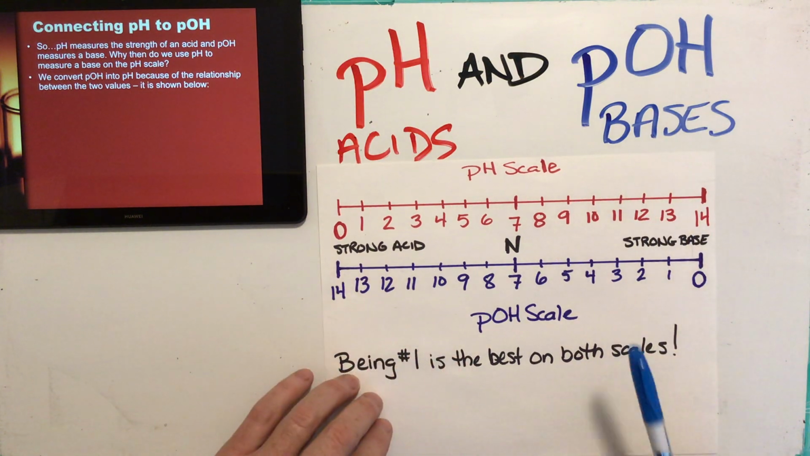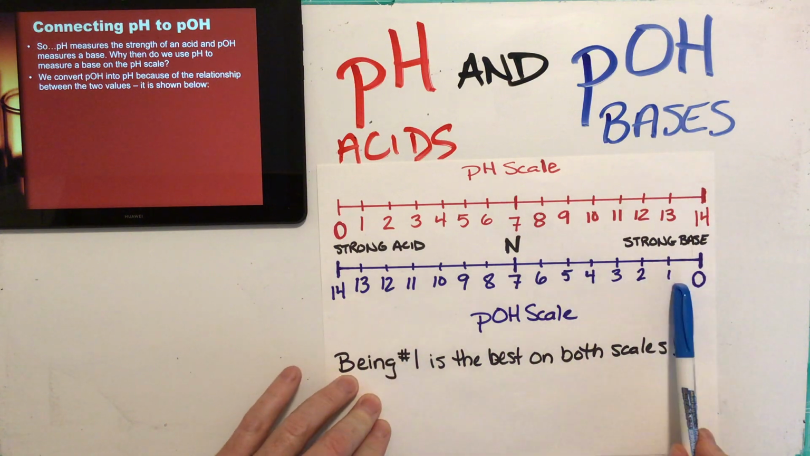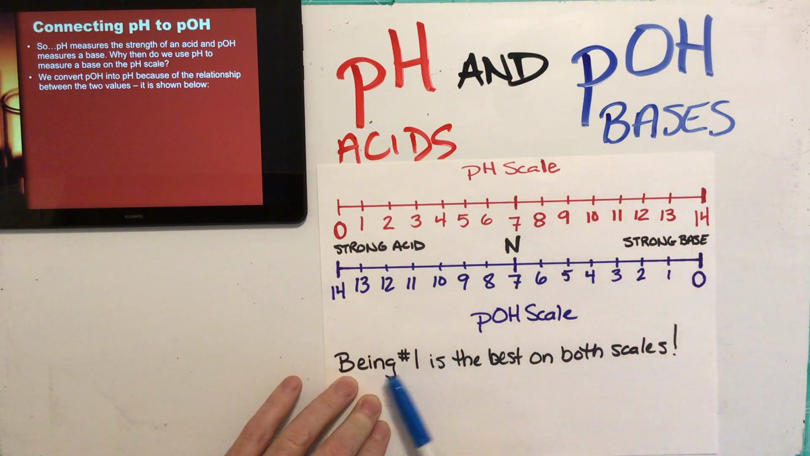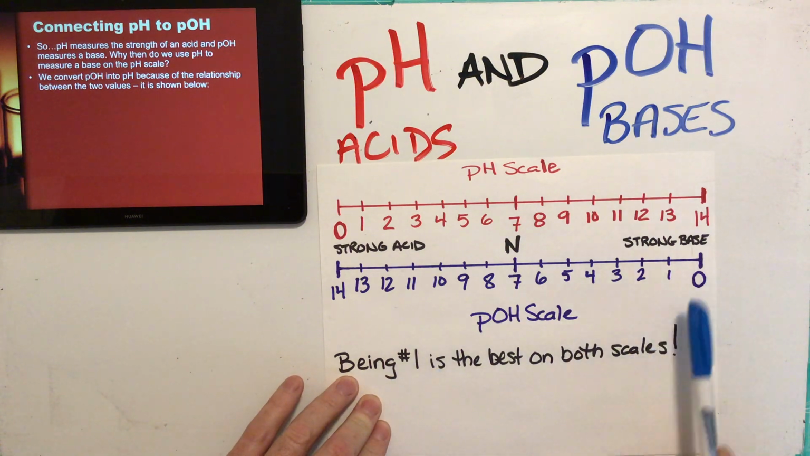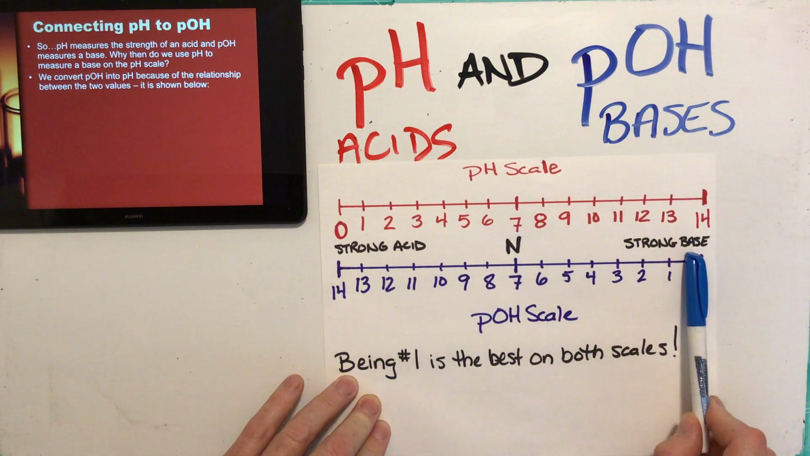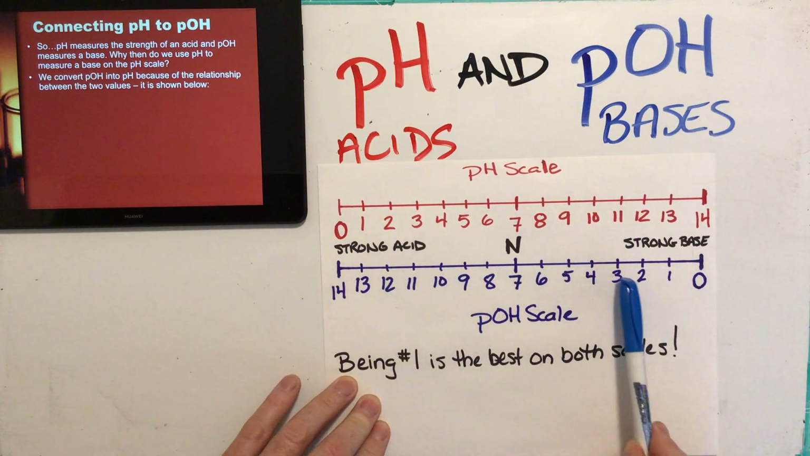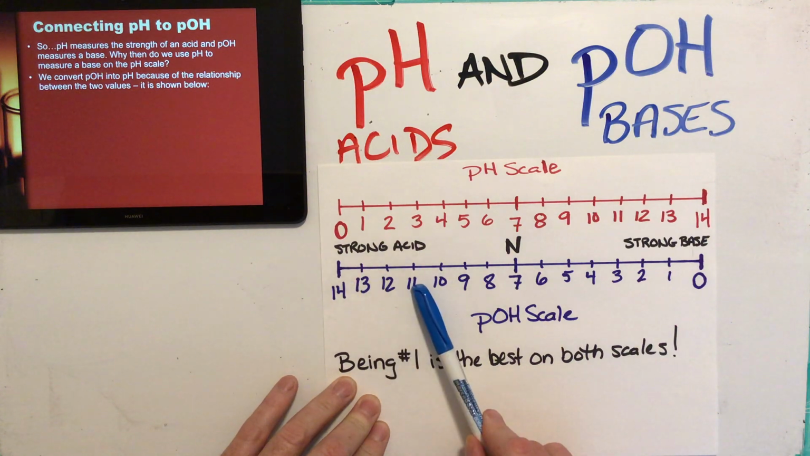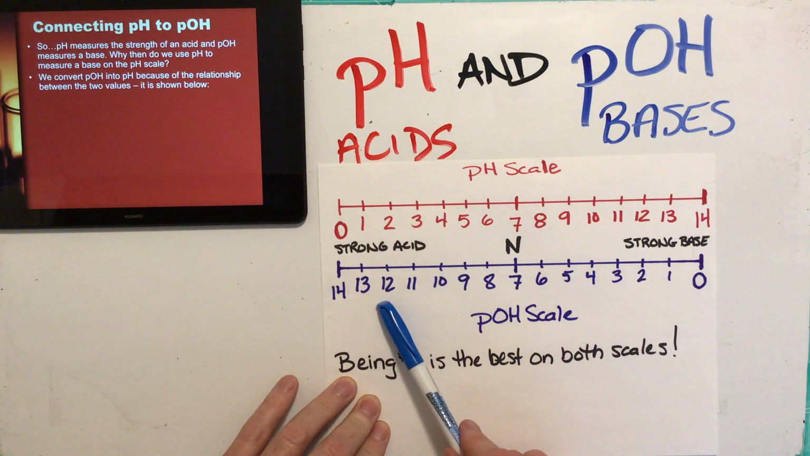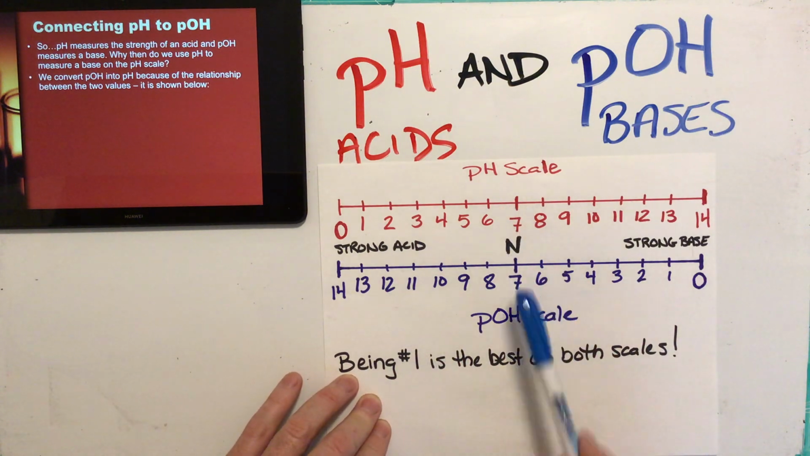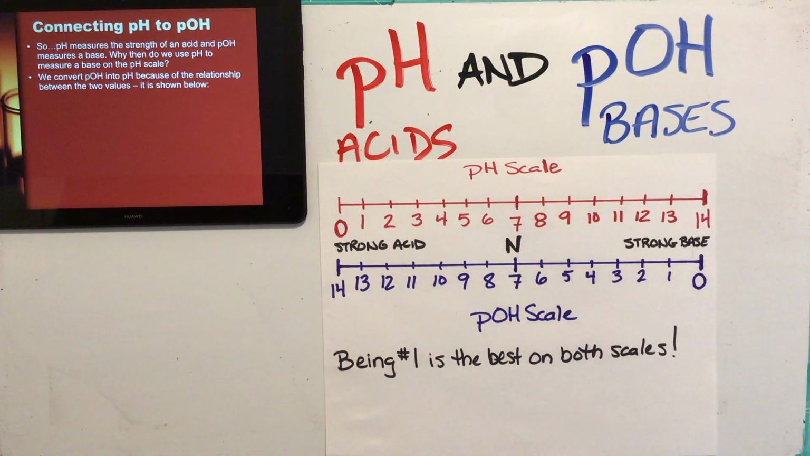Now look, if I were to take the pOH scale and put it in the opposite direction, the strongest bases, because being number one is the best, the strongest bases are right here at this end. And again, as you go up to 14, weaker bases here, and then you really suck at being a base if you're here. Well, I really suck at being a base because I'm an acid. The two scales run in opposite directions of each other.